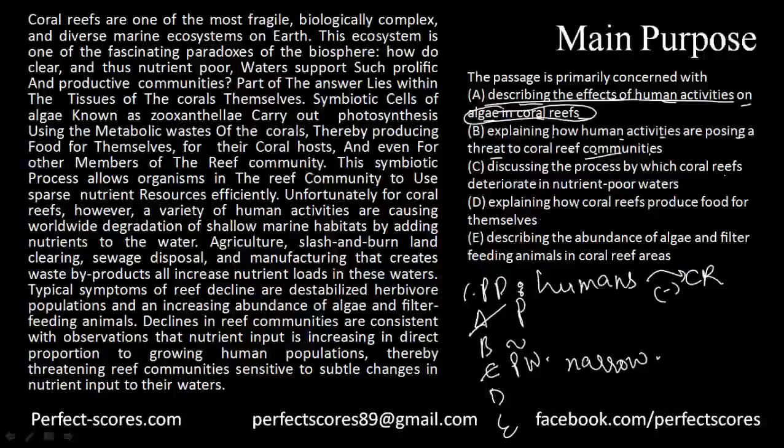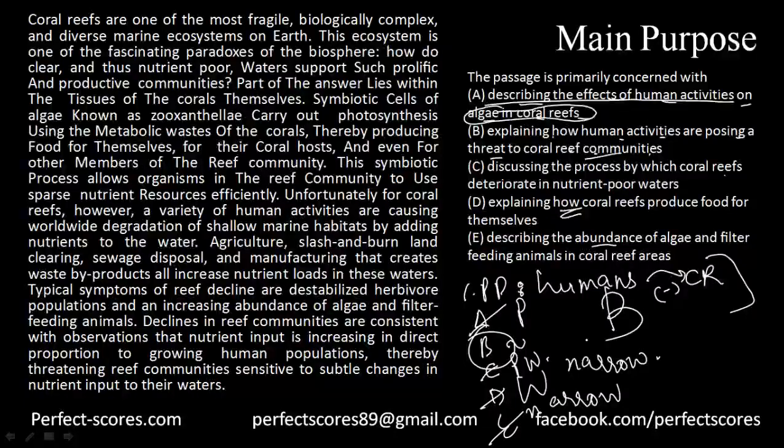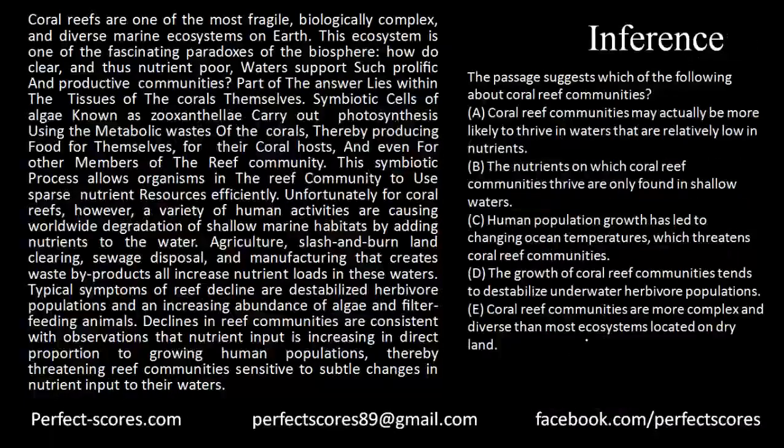D says, explaining how coral reefs produce food. Now, if you remember, it's not coral reefs who produce food. This is a totally wrong answer. It's the algae that produce food. That is how nutrients affect the food production of algae. So D is totally wrong. E says describing abundance of algae and filter feeding animals in coral reef areas. Again, it's a very narrow option, not matching our own prediction. It's not the main purpose, so E is also gone. Your answer is B.